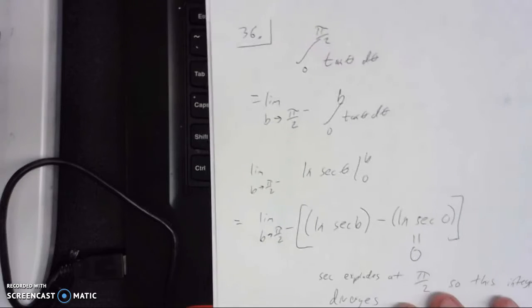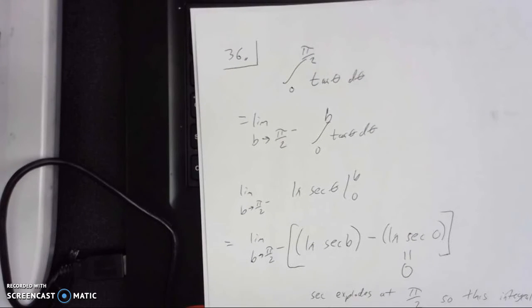Another example. Now we're going to switch to the other kind. This looks like a perfectly fine integral, the integral from 0 to pi over 2 of tangent of theta d theta. But the problem is that you can't evaluate that at pi over 2 because tangent has an asymptote there. So we're going to do instead the integral from 0 to b of tangent theta d theta. And then we're going to take the limit coming from the left, because pi over 2 is our right-hand endpoint of our interval of integration.